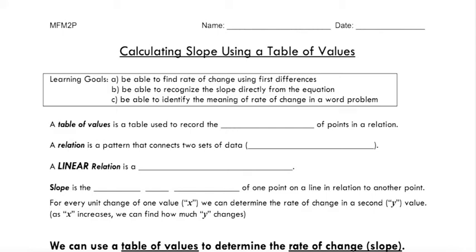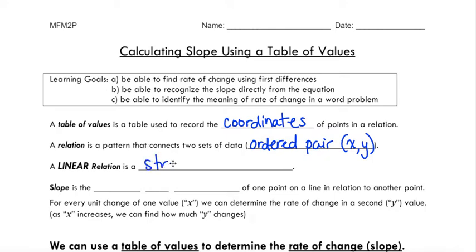Calculating slope using a table of values. A table of values is used to record the coordinates of points in a relation. A linear relation is a pattern that connects two sets of data, and we express those as an ordered pair as a coordinate x, y. Remember that a linear relation is a straight line.